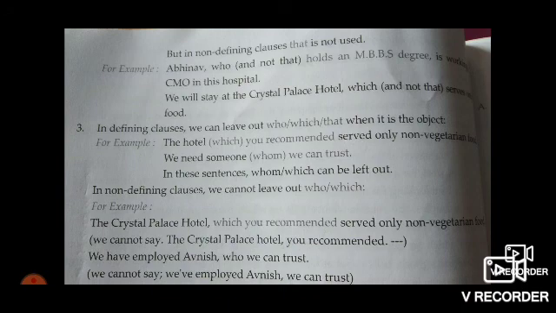So, I have explained to you about relative clauses. I hope that you all have understood. Revise this chapter and watch my video twice to understand it well.